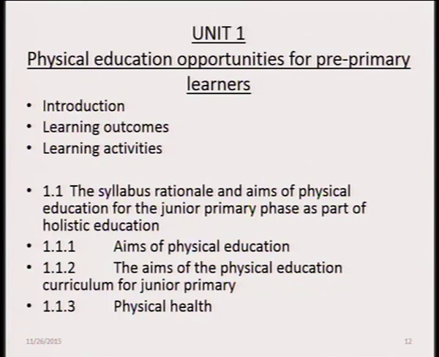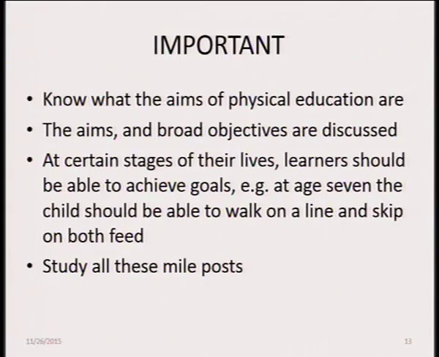And thereafter, the aims of physical education, the aims of the physical education curriculum for junior primary and physical health. Now, important to know what the aims of physical education are. The aims and broad objectives are discussed here. At certain stages of their lives, learners should be able to achieve goals. For example, at the age of 7, the child should be able to walk on a line and skip on both feet. That is very important to know when teaching physical education, and study all these mileposts.